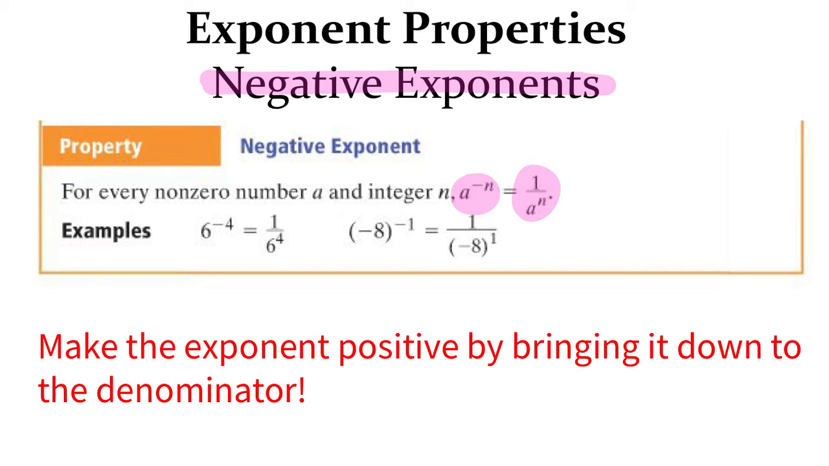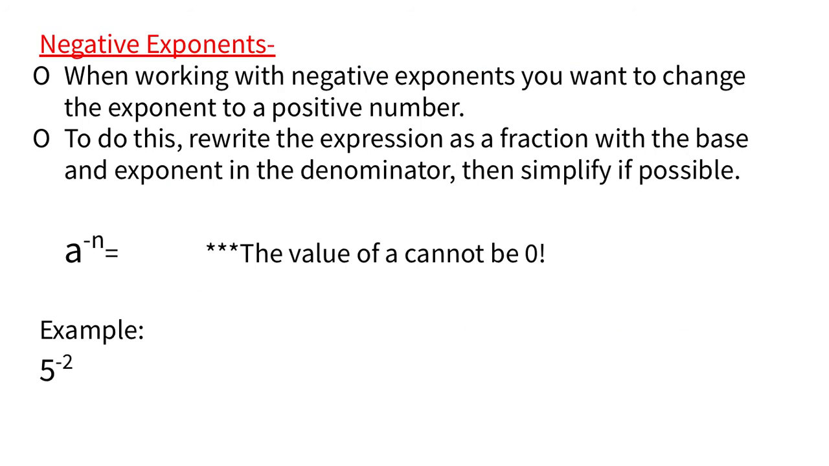So if I look at our example, I have 6 to the -4. I take this, bring it to the bottom, and make the sign positive. Here, the -8 to the -1, bring it to the bottom, make the sign positive. So whenever you have something like this, you make the exponent positive by bringing it down to the denominator. Whenever we're working with negative exponents, you always want to make the exponent a positive number. And this is one of those math rules we have to make sure we always follow.